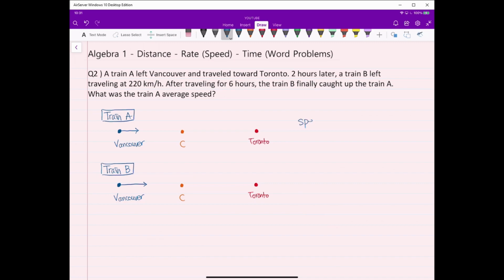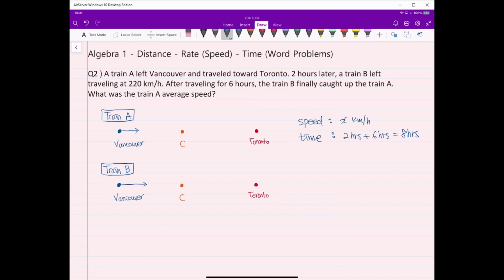The speed for train A is x km per hour, and time is 2 hours plus 6 hours. In total, that's 8 hours.